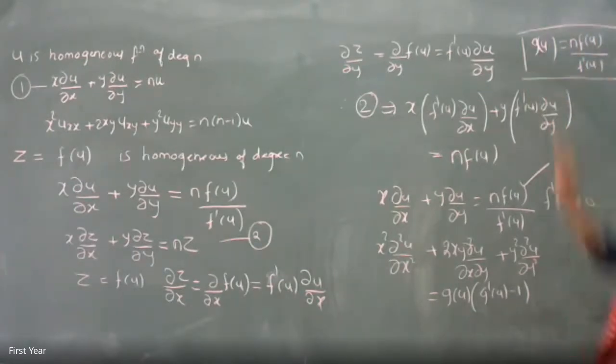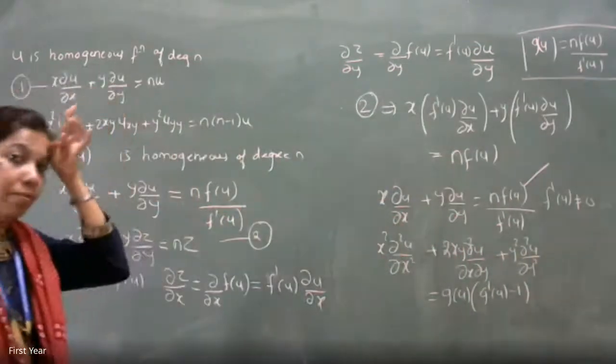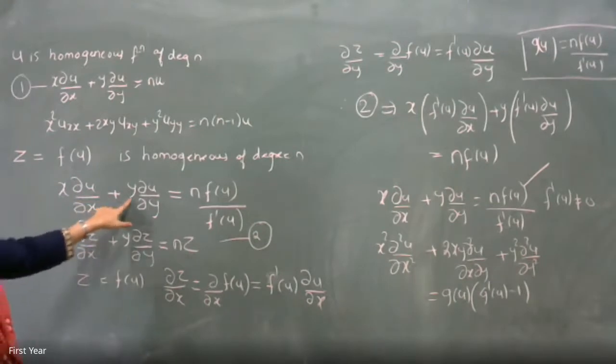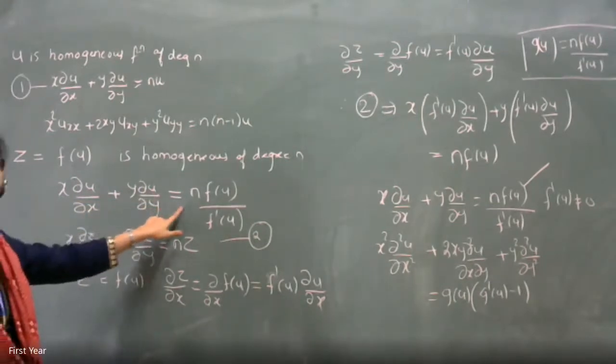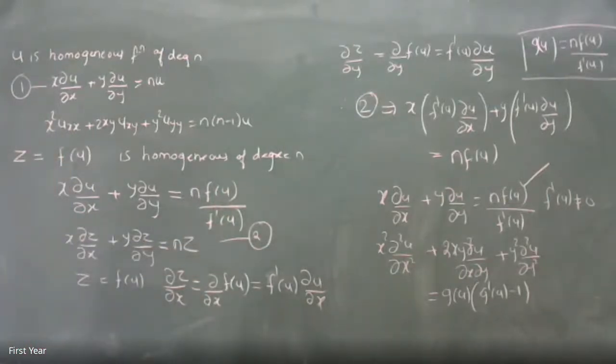This is the first. Is it okay? So please write it down. What will be the statement? If z is equal to f of u is homogeneous of degree n, then x del u by del x plus y del u by del y is equal to n into f of u by f dash of u. Is that clear? N into f of u by f dash of u.